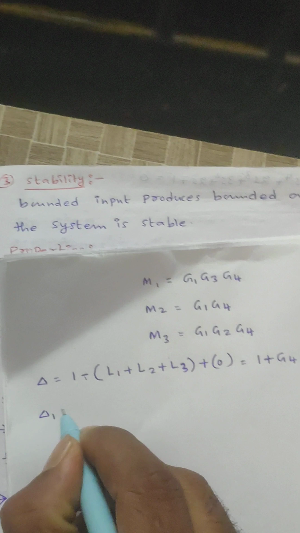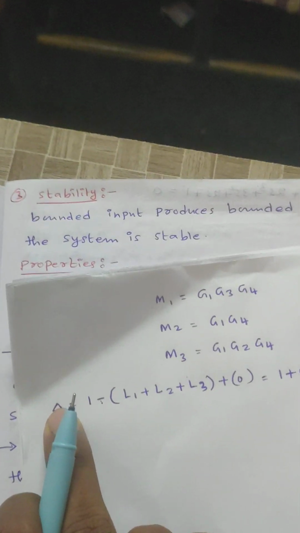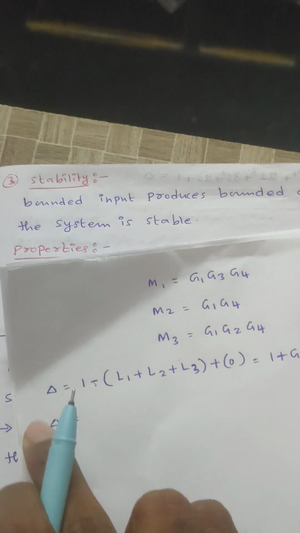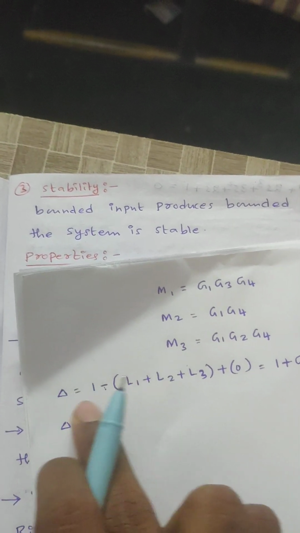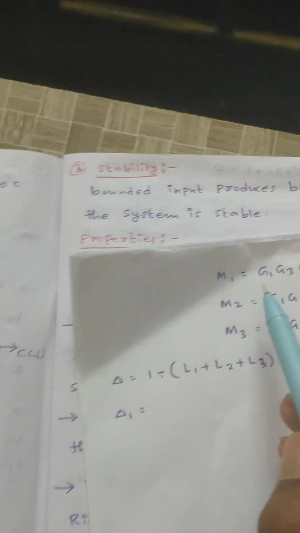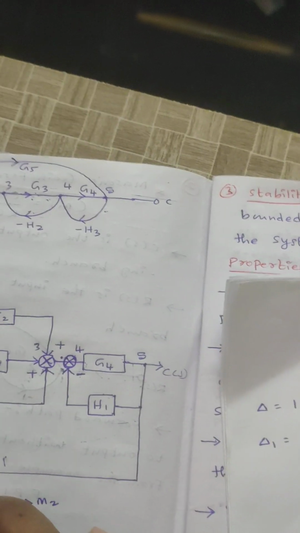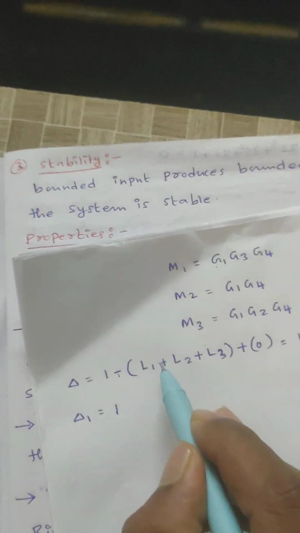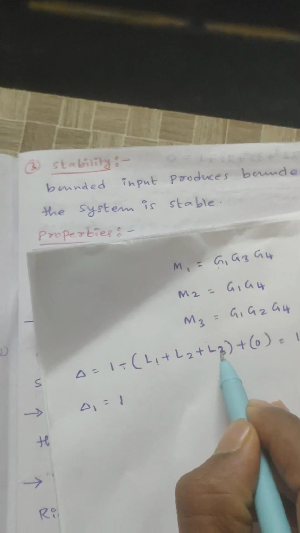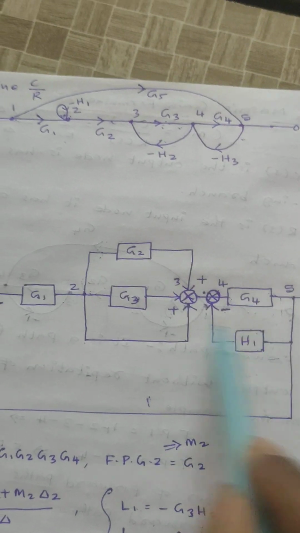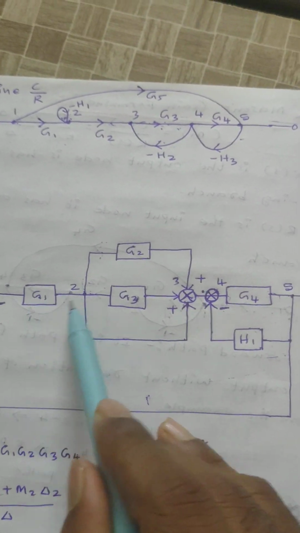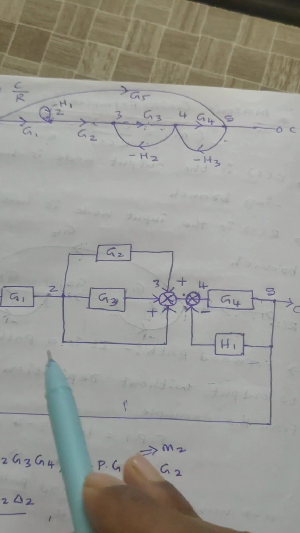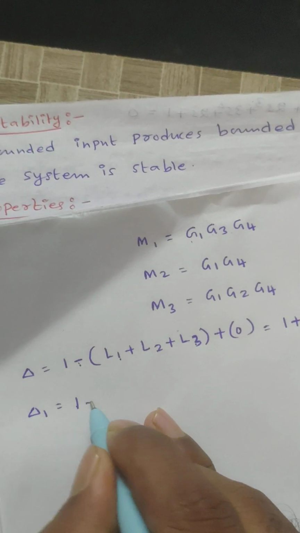Next, delta 1. What is my delta 1? It is the value of delta which is non-touching to the first forward path. What is the first forward path? G1 G3 G4, right? G1 G3 G4 has every loop touching it: it is touching loop 1, loop 2 and loop 3, right? That means delta 1 is 1 minus 0.